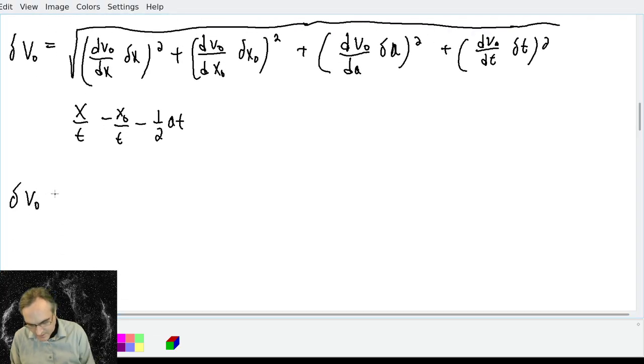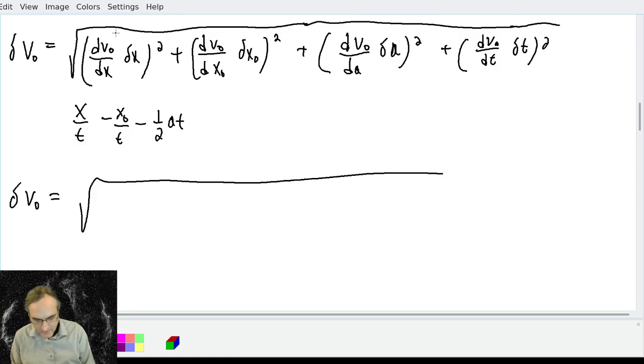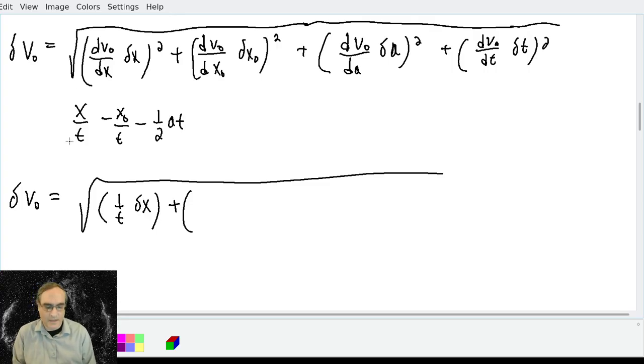So the uncertainty in v naught, if we take the derivative with respect to x, notice these last two terms completely disappear for us. They're gone. The first one just becomes a 1 over t. So we'd have a 1 over t uncertainty in position at final. We'll do the same thing, this time taking the derivative with respect to x naught. So this first term will go to 0 because it doesn't depend on x naught. The last term will go to 0. It doesn't depend on x naught. The middle one, x naught becomes 1, so we've got a minus 1 over t. And then the uncertainty in the initial position. Oops, forgot the squared on that first one.